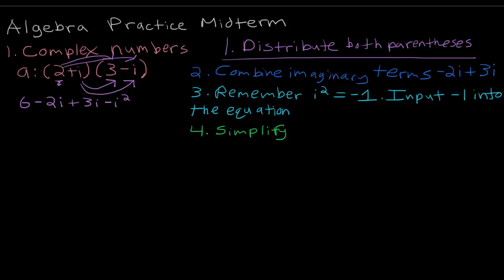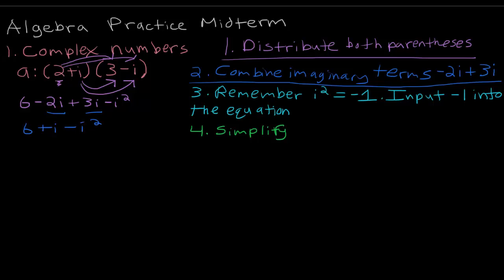After that, we want to combine the imaginary terms, negative 2i plus 3i. So right here we're just trying to simplify. We can't do anything with the 6, we can't do anything with negative i squared, but negative 2i and 3i are like terms, so we can add those. So negative 2i plus 3i is positive i minus i squared.